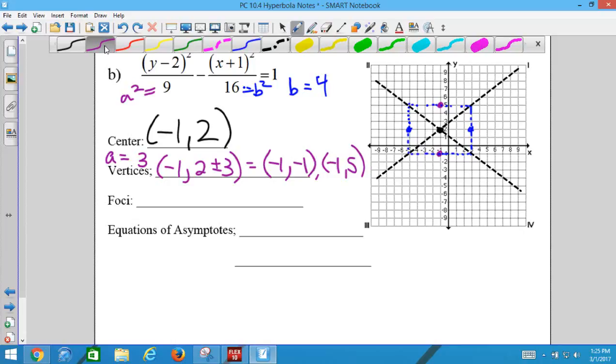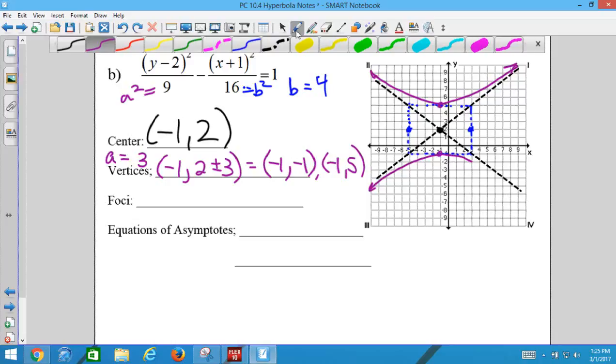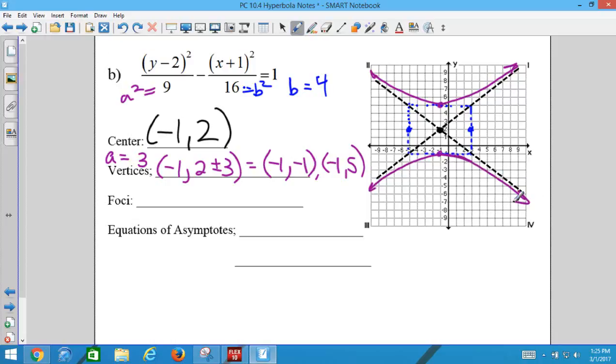Okay, so since I have my rectangle, I have my asymptotes, I'm now going to draw my hyperbolas using my vertices and the asymptotes. Because y came first, that's how I know that my hyperbola opens up and down. Because y came first.